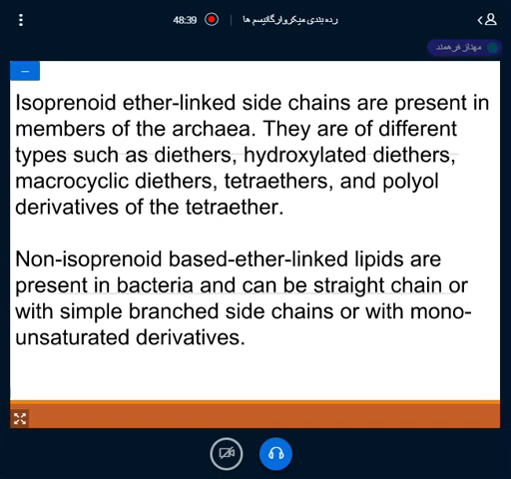Okay, isoprenoid ether-linked side chains are present in the membranes of members of the archaea. They are of different types such as diethers, hydroxylated diethers, macrocyclic diethers, tetraethers, and polyol derivatives of the tetraethers.